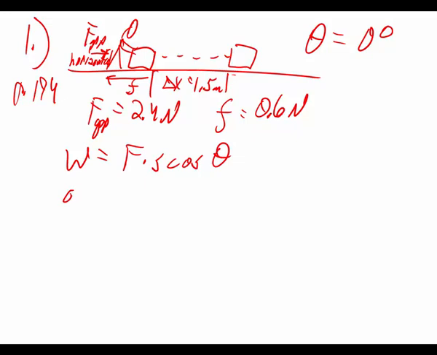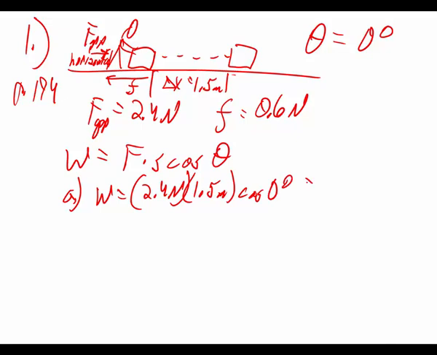person, right? We just plug it in. Then we got 2.4 times 1.5 meters, cosine of 0 degrees. And what do we get? 3.6. Is that easy enough?